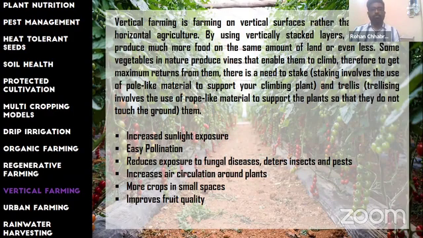And these are a few of the advantages of using vertical farming: increased sunlight exposure, easy pollination of the crop, reduced exposure to fungal diseases, and it deters insects and pests because the plants are not in direct contact with the soil. With the help of a material, they are going upwards, so they are in less contact with the soil, and farmers can grow more crop in small spaces. And when there is less disease, we can also improve the food quality. And if we are able to cater to the customer with good quality food, farmers can easily make more income.